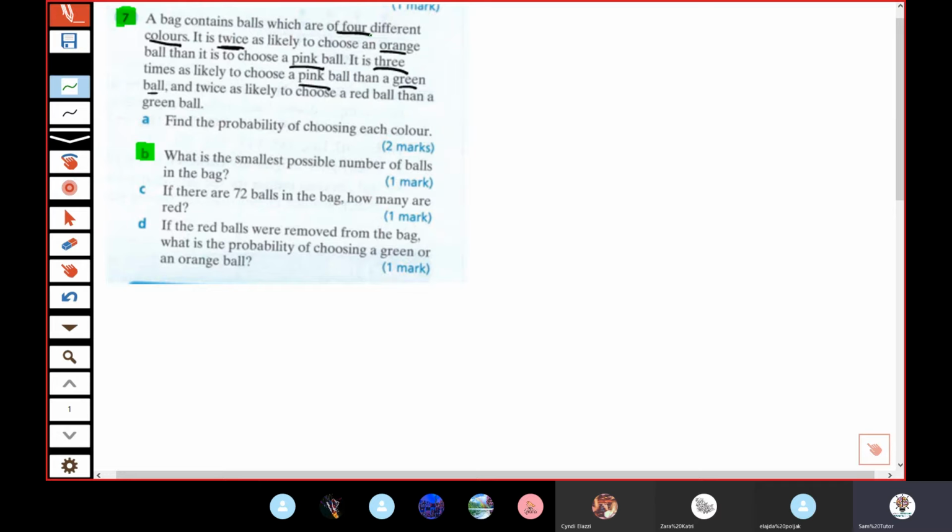Let's try it again. A bag contains balls which are 4 different colors. All right, the colors are orange, pink, green, and red. It says that it is twice as likely to choose an orange ball than it is to choose a pink ball. So there are 2 pink equals orange. Does that make sense? Twice as likely, so 2 times the amount of pink is equal to orange.